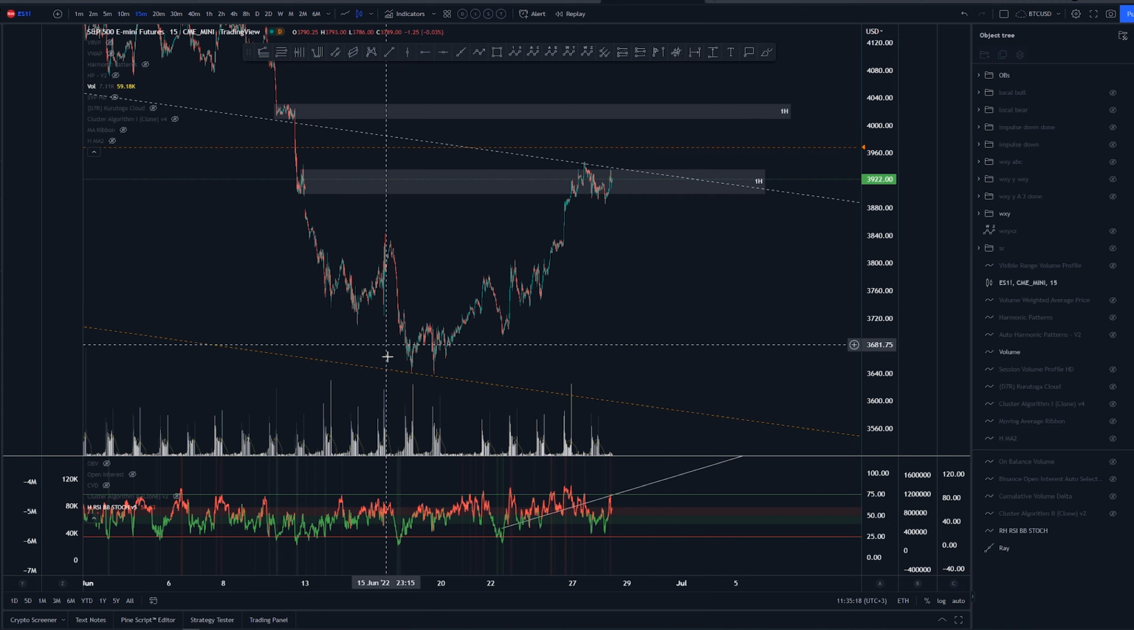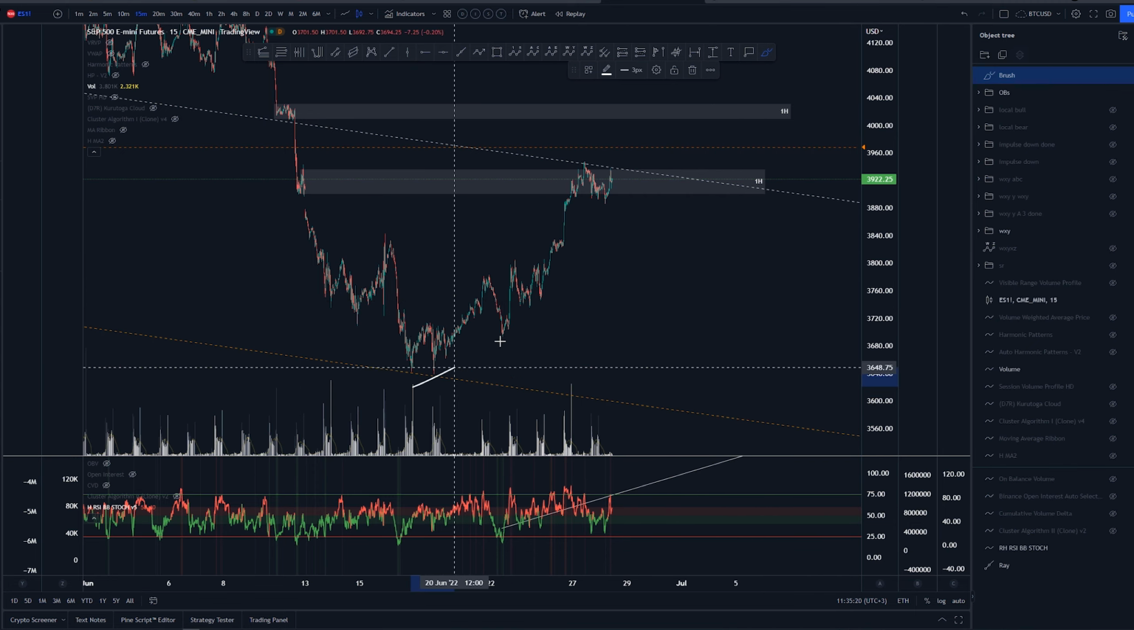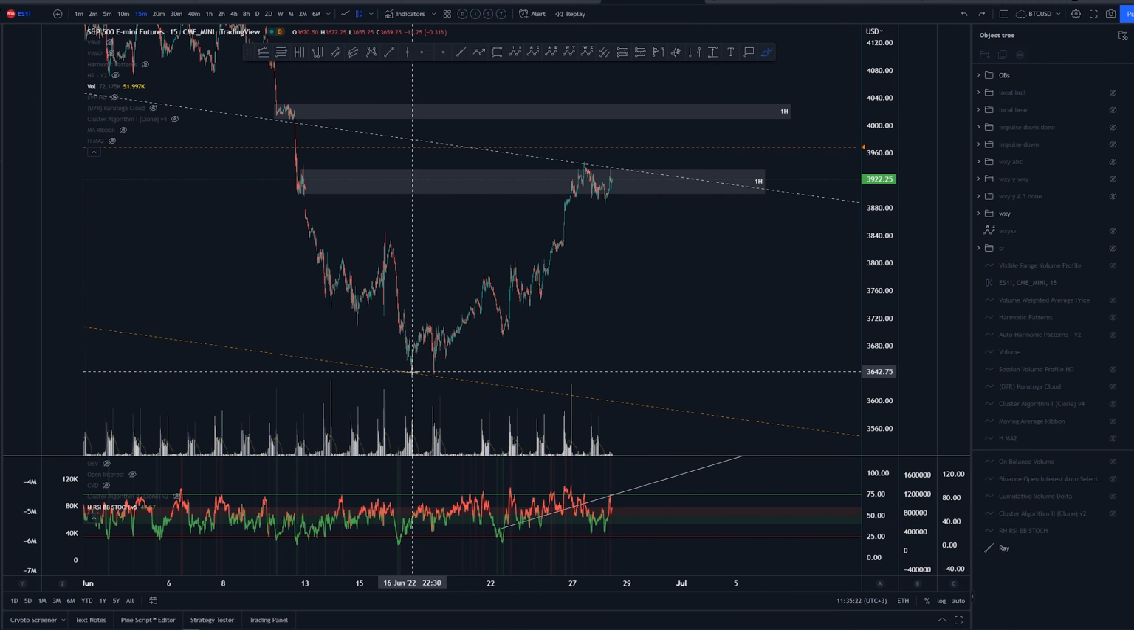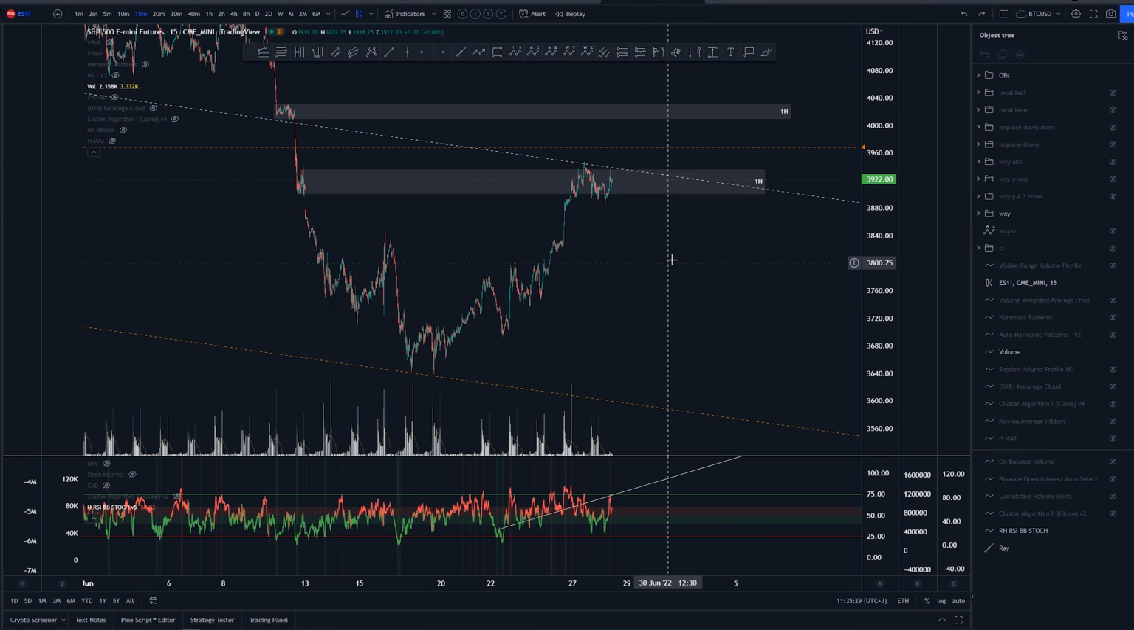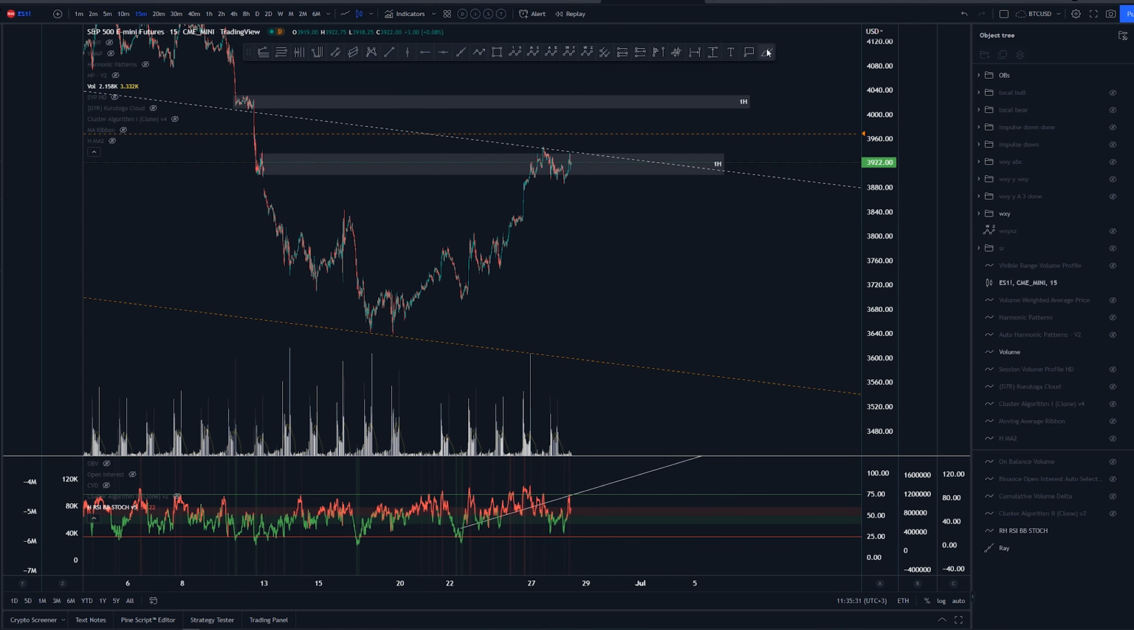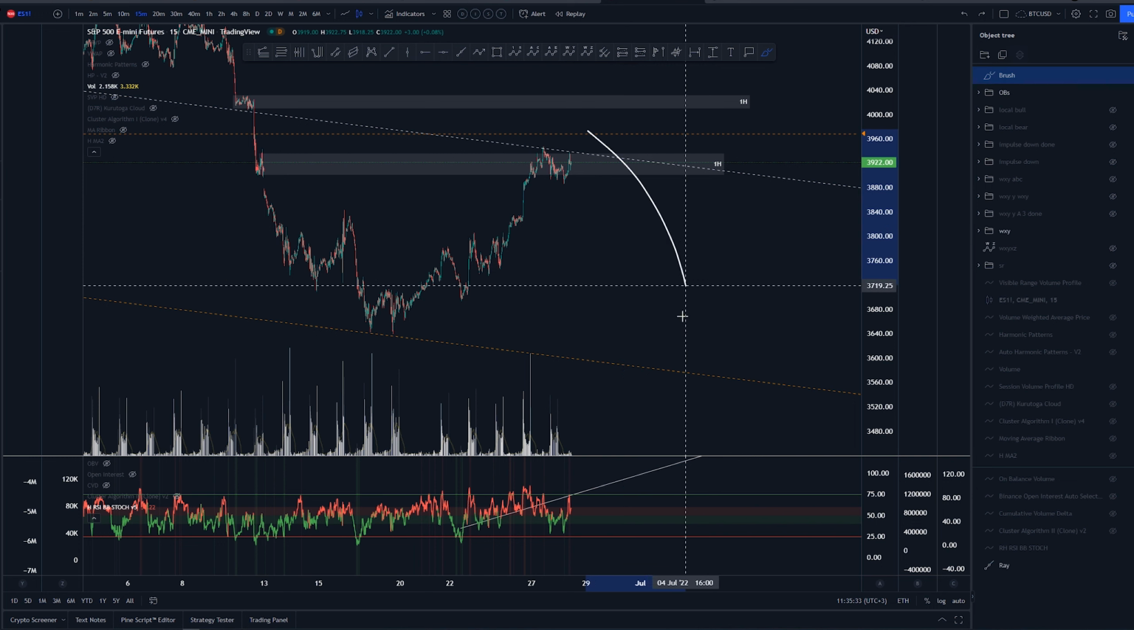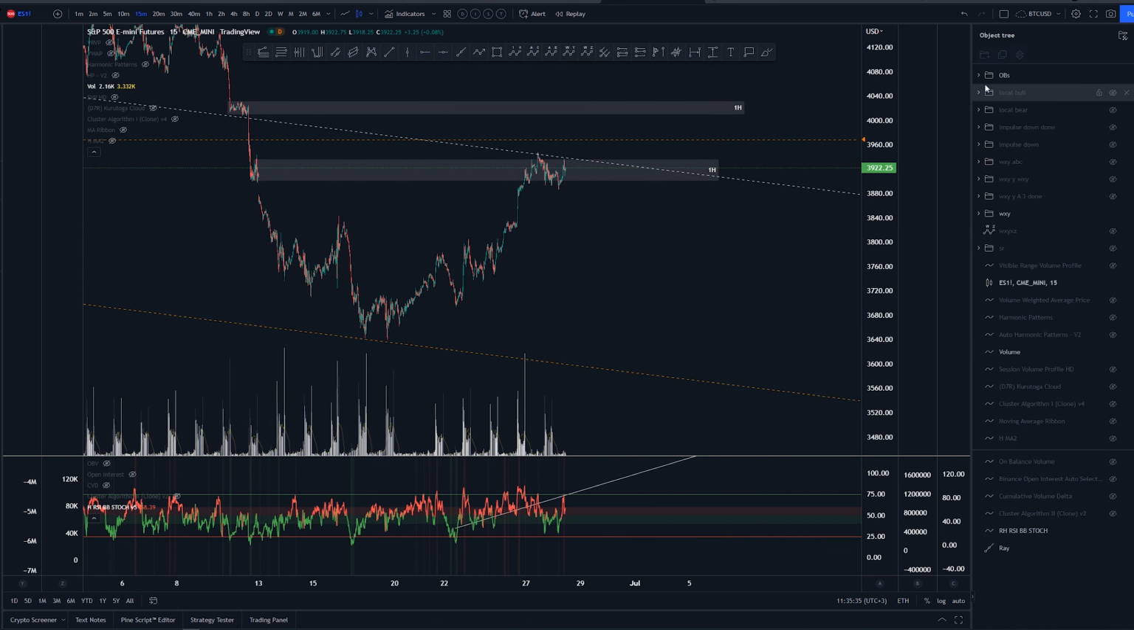On today's video, we're just going to be focusing on this structure up here that started from around the 16th or 17th of June. So very small time frame, but this is again just looking for a trade setup for downside. Now, there's a couple of different interpretations here that we can look for.